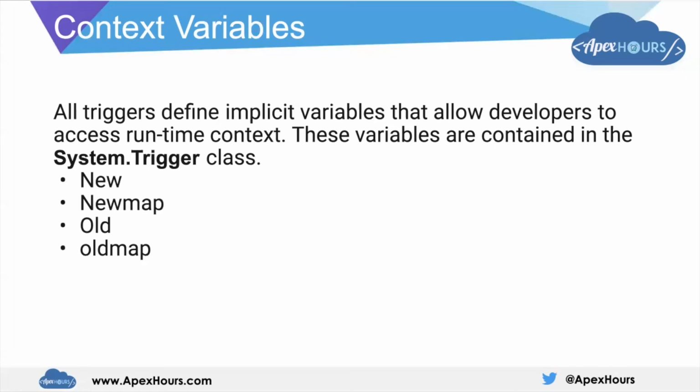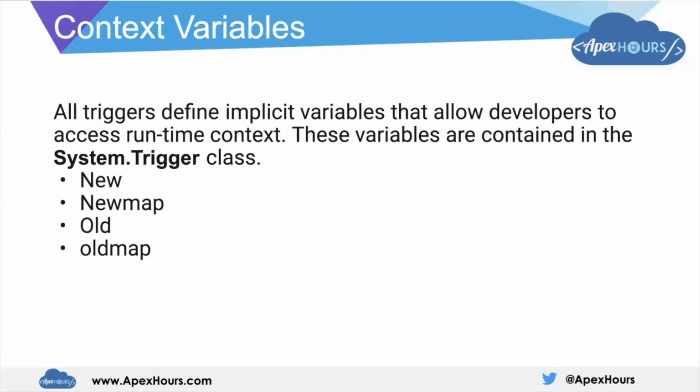The next is isInsert. It returns true if the trigger was fired due to an insert operation, either from the Salesforce user interface, Apex, or the API. There's something called isUpdate. It returns true if this trigger was fired due to an update operation from the Salesforce user interface, Apex, or the API. Next is isDelete. It returns true if the trigger was fired due to a delete operation. Similarly, isBefore.